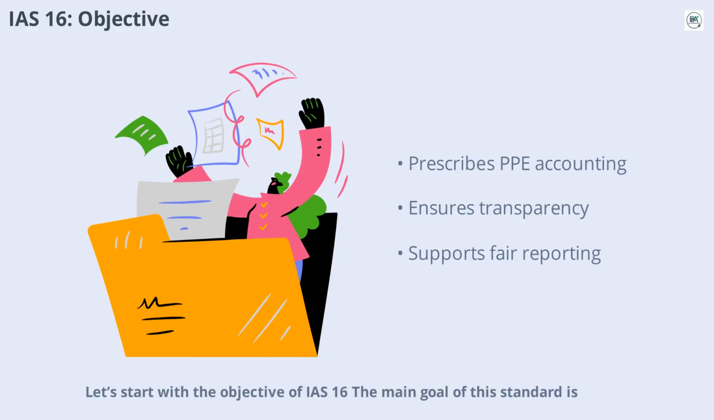The main goal of this standard is to prescribe the accounting treatment for property, plant, and equipment. It ensures that users of financial statements can understand the investment a company has made in its tangible assets and how these assets contribute to future economic benefits. By setting clear guidelines, IAS 16 helps companies present a true and fair view of their financial position, which is essential for investors, regulators, and other stakeholders.